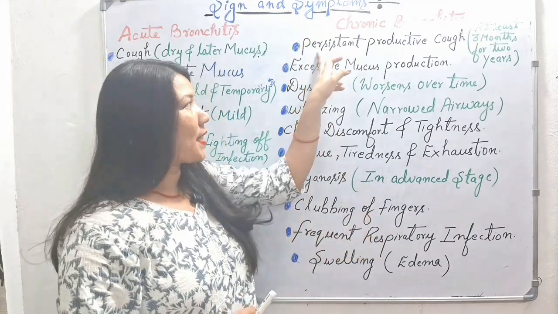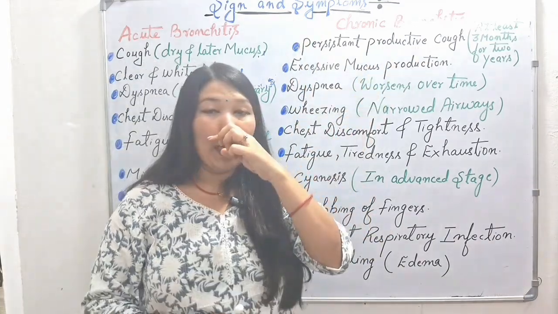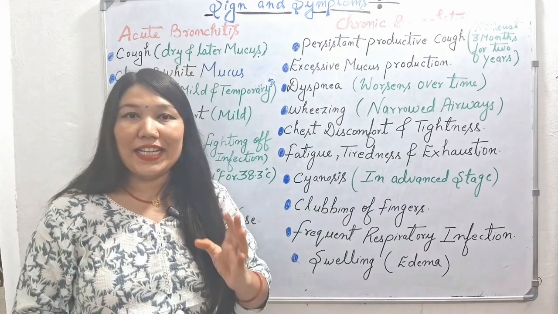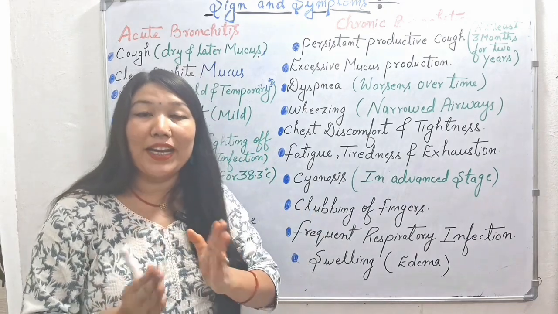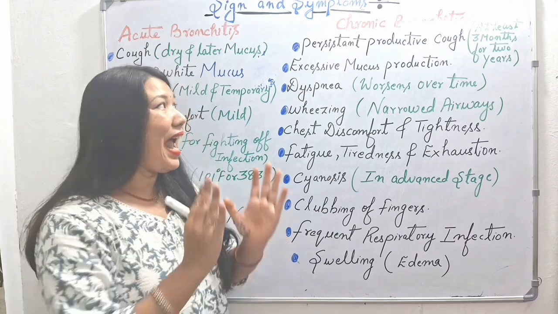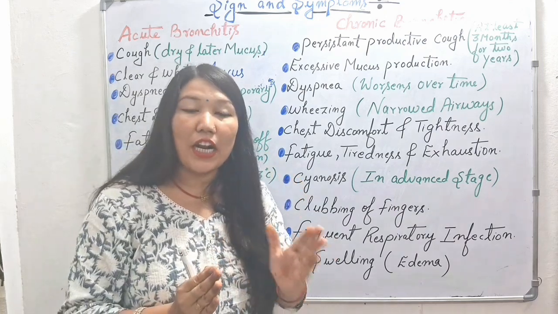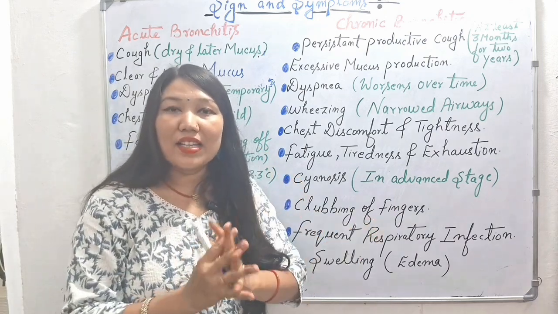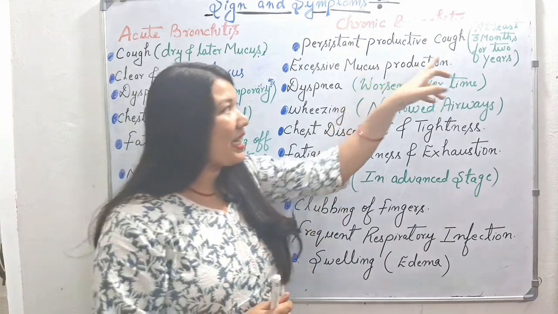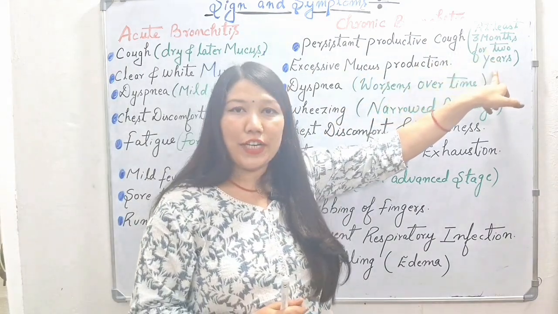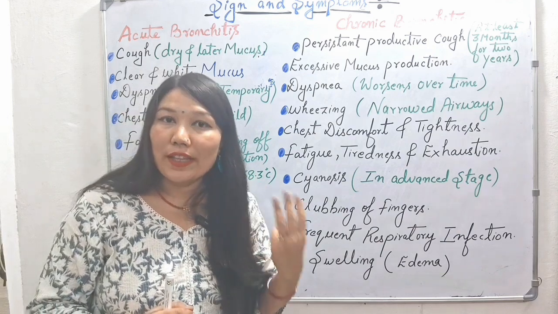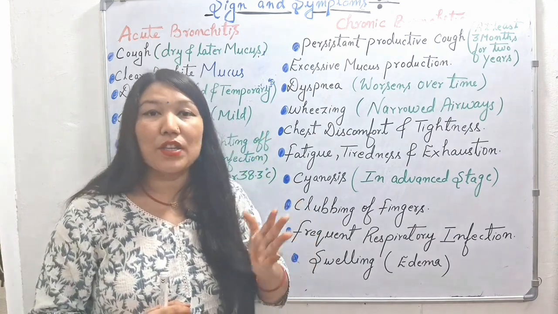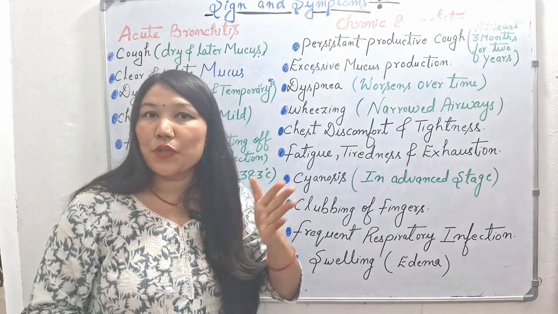First we have persistent productive cough. Here the cough will be present in the patient, but this cough will be in a productive form. It will be in a large amount and it will be persistent. Continuous coughing will be there, and this cough will remain for at least 3 months for 2 consecutive years. So in a year the patient will have a cough for more than 3 months, and this cough will persist for 2 consecutive years.